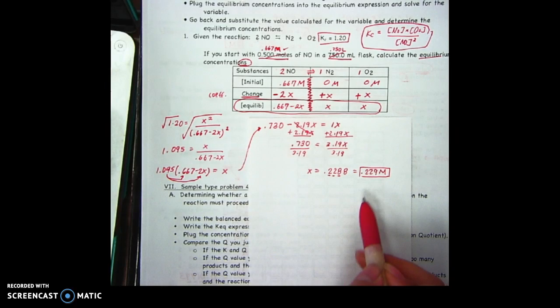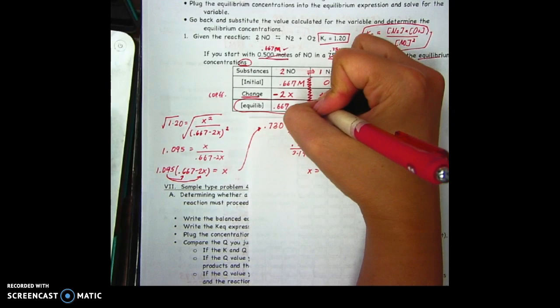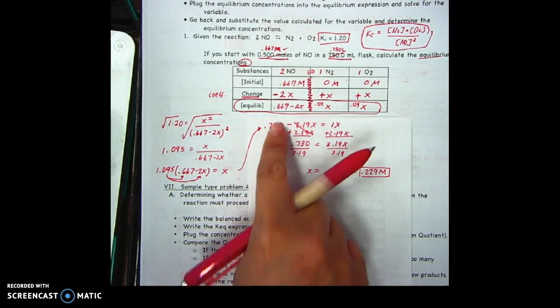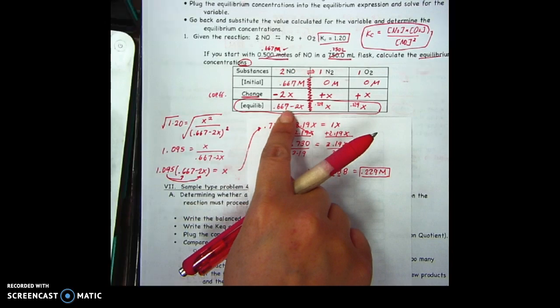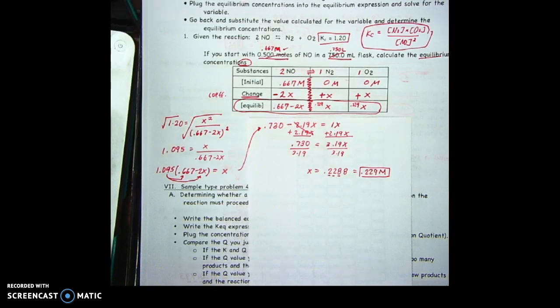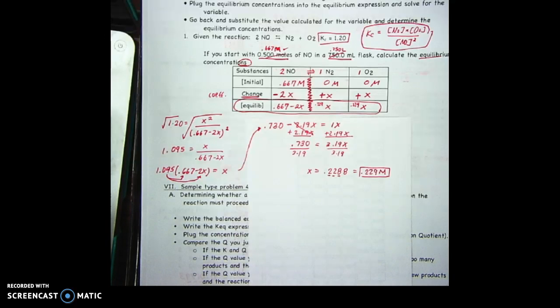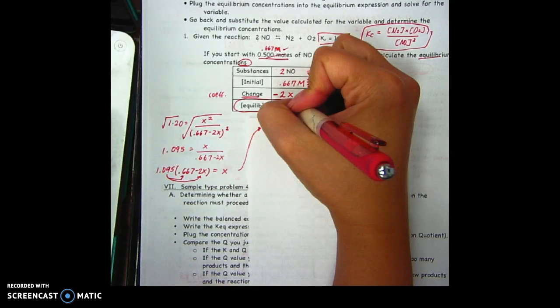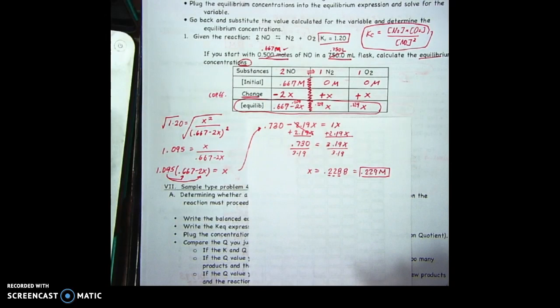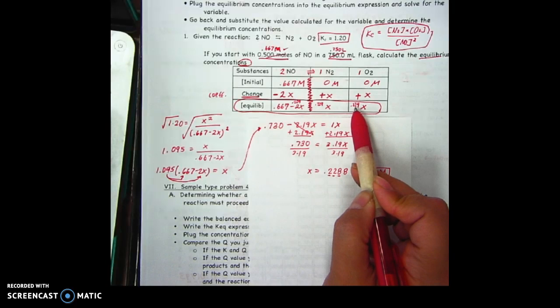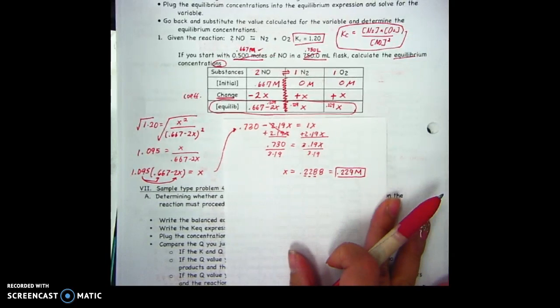Okay, so what does that tell us? That x is equal to 0.229. So this is going to be 0.229. This is 0.229 as well. And then finally, to get the equilibrium concentration of NO, it's going to be 0.667. So we're just doing that, right? Minus 2 times our x, which was 0.229, and we end up with 0.209 molarity. That's tough to see, but you have 0.209, 0.229, and 0.229 for the equilibrium concentration.